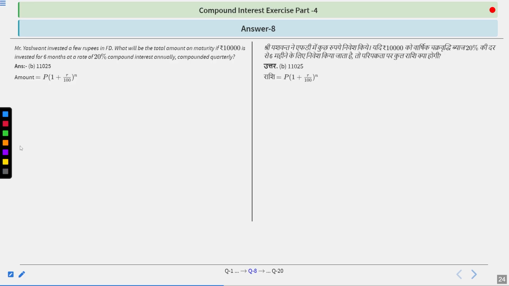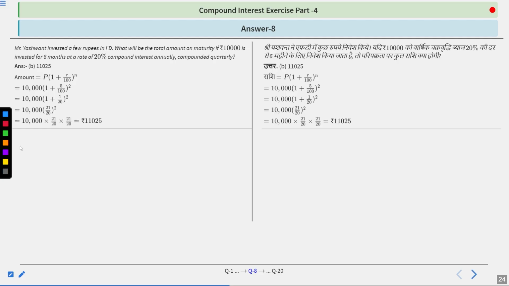Using the formula amount equal to P into 1 plus R upon 100 whole power n, putting the values of P, R and N, we get 10,000 into 1 plus 5 upon 100 whole square. Therefore, 10,000 into 1 plus 1 upon 20, because 5 upon 100 is 1 upon 20. That is equal to 10,000 into 21 upon 20 whole square. So 10,000 into 21 upon 20 into 21 upon 20, that is equal to rupees 11,025. So option B is the correct answer.